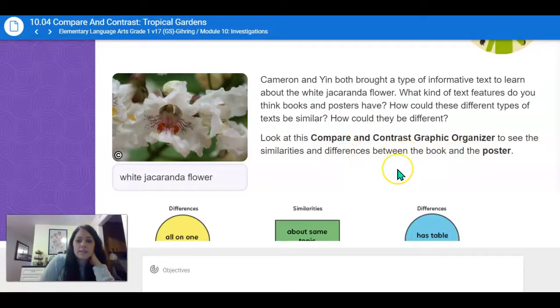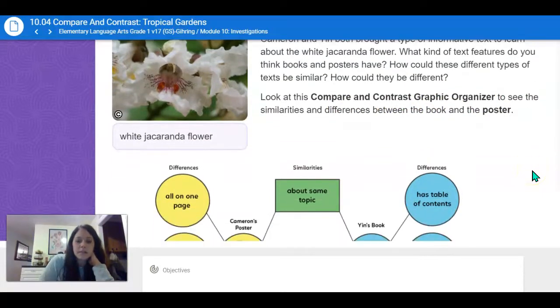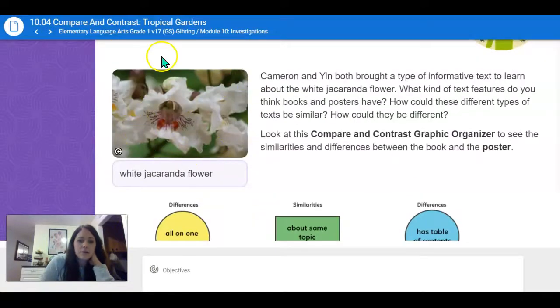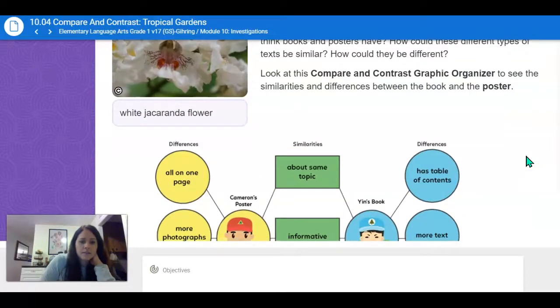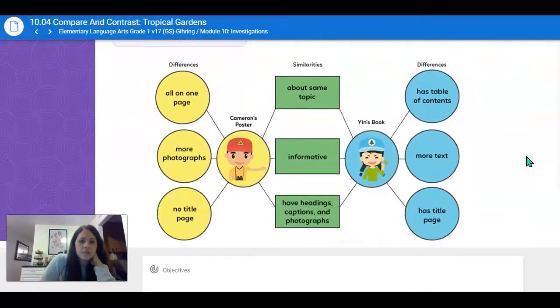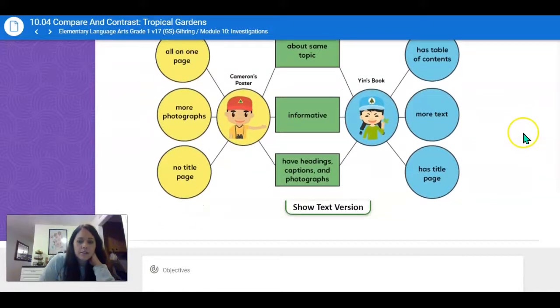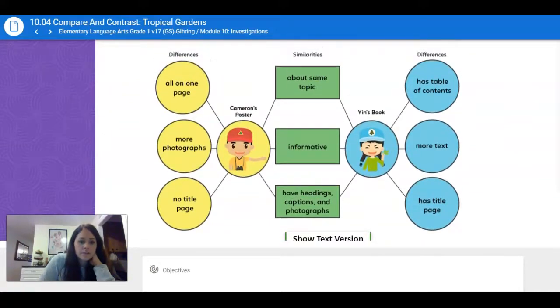So let's look at this compare and contrast graphic organizer to see the similarities and differences between the book and the poster. And there's the picture of the white Jakarta flower. Or I'm probably saying that wrong. Jacaranda flower. I don't know exactly. I could be saying that completely wrong. I should look that up. Okay, let's look at this together.